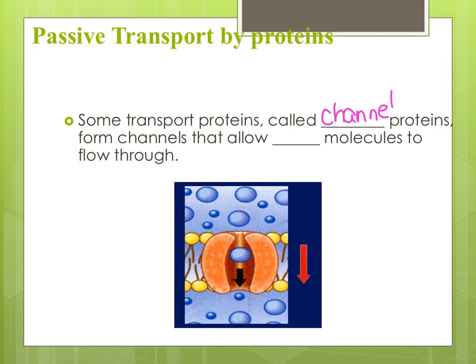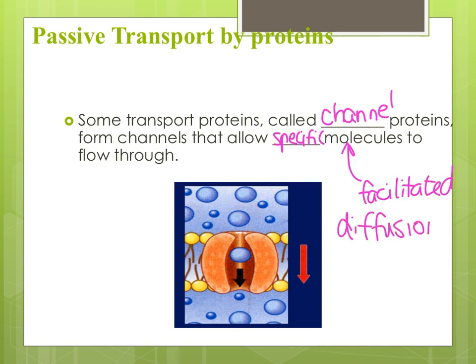Channel proteins form channels and allow specific molecules to flow through. So again, facilitated diffusion is diffusion of particles with protein channels. It moves large polar molecules. Why does it move large polar molecules? Because they're too big to sneak past those hydrophobic tails.